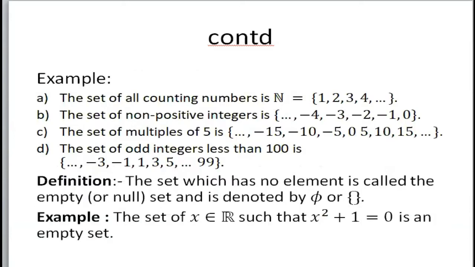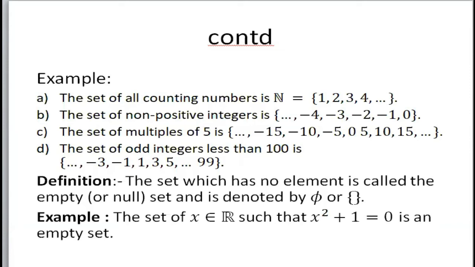So let's see the examples. The set of all counting numbers, that means the set of all natural numbers. As you know, this set is infinite. So we use opening and closing braces, then we list the first 3 or 4 natural numbers, then we use 3 dots. So this is the set of all counting numbers using the partial listing method.